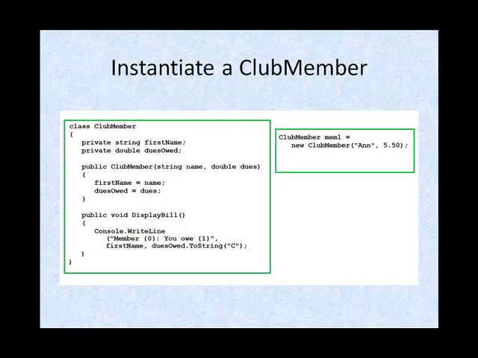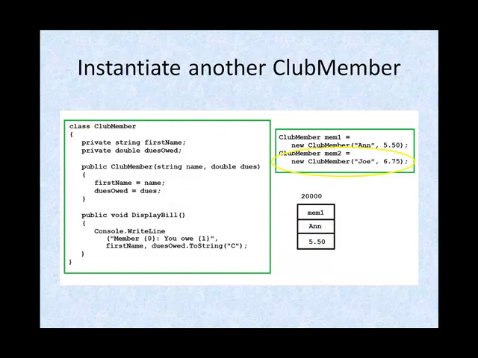Here's a statement that declares a club member object. When you write this statement, the new operator sets up a new memory location for this object. Let's just say the object starts at memory address 20,000. It has a name associated with it, and when you send "Anne" to the name and 550 to the dues, they go to the appropriate memory locations. They go to mem1's first name and dues owed fields. Similarly, if you create a different club member, it's stored at a different memory address and its data goes to the appropriate fields at that memory address.